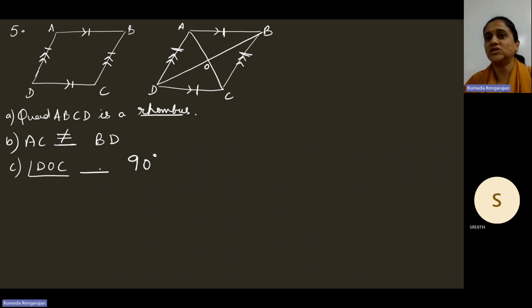Diagonals are perpendicular to each other, right? So angle DOC is equal to 90 degrees. Which is angle DOC? This one. This is 90. Everywhere it's 90. Why? Because if one angle is 90, the vertically opposite angle is 90. Then linear pair again 90, and again the vertically opposite angle is 90.